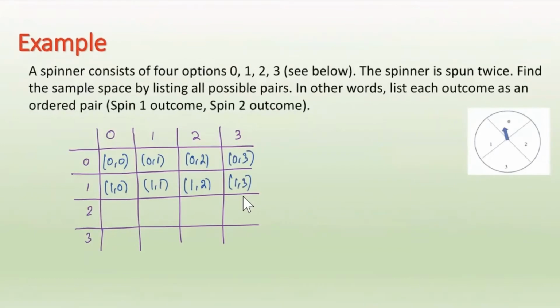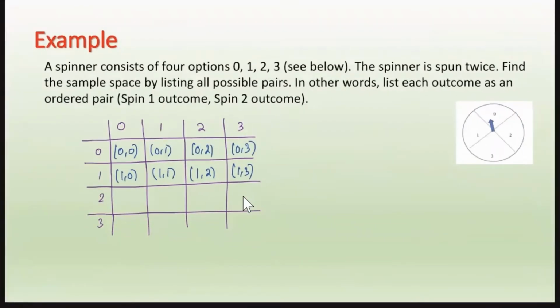I know you have the idea now. I'm just going to write it down. Please copy that or complete that in your note catcher also. 2, 0, 2, 1, 2, 2, 2, 3. Then the fourth line is 3, 0. You are right. Then 3, 1, 3, 2, 3, 3.